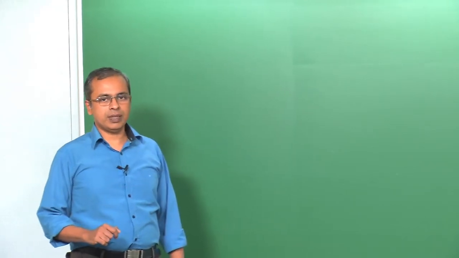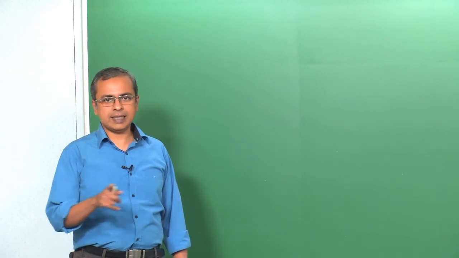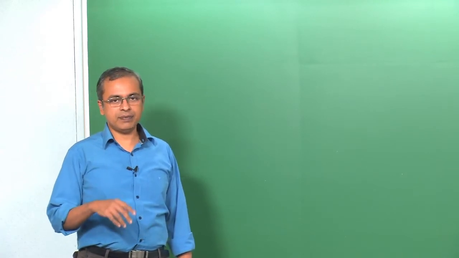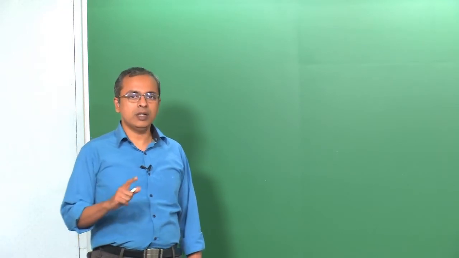Hello. So in today's class we are going to look at two worked examples. One will relate to Wigner-Seitz cells and the second one will relate to the band structure associated with a 1D lattice. Okay. So we will do that.